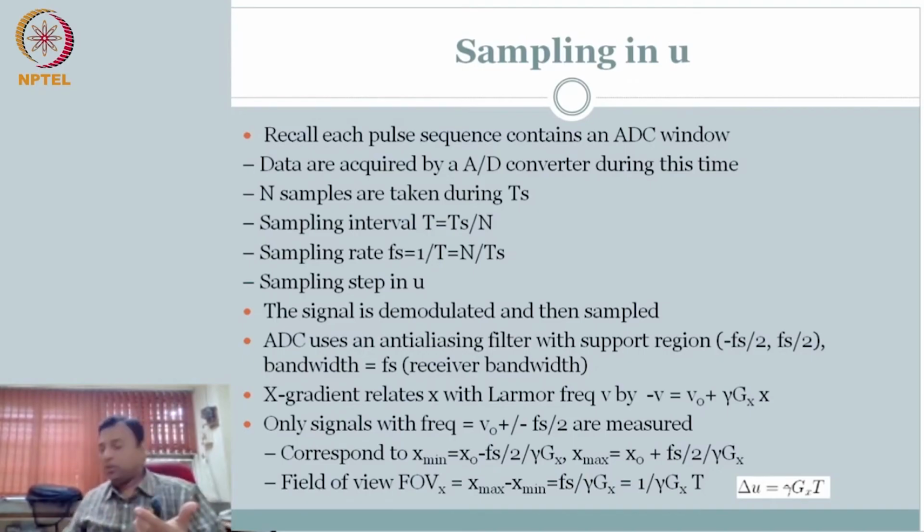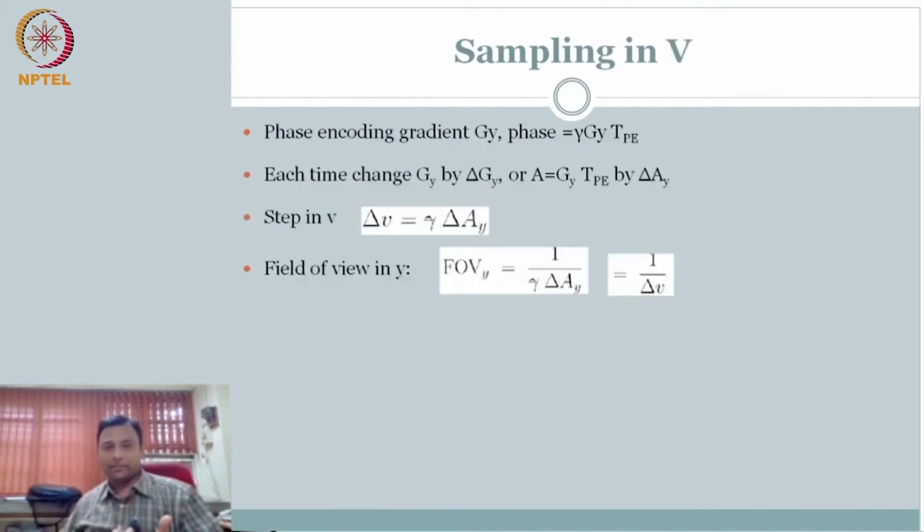Similarly, you can think about the V direction, right? With the phase encoding gradient Gy, your phase is gamma Gy TPE. This is the step size of your V direction. So each time you change Gy by delta Gy, your phase changes by delta A. Recall the previous slide and the plot, right? How we jump. So this is just an extension from there. Your step size is delta V in the V direction, which is dictated by gamma delta Gy.